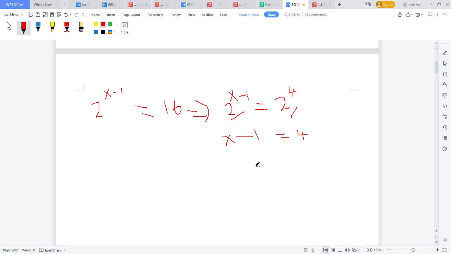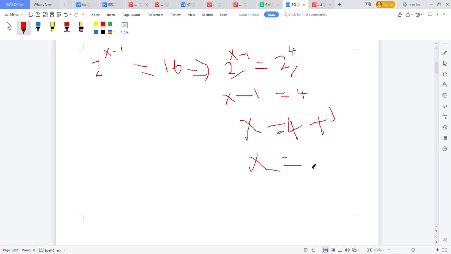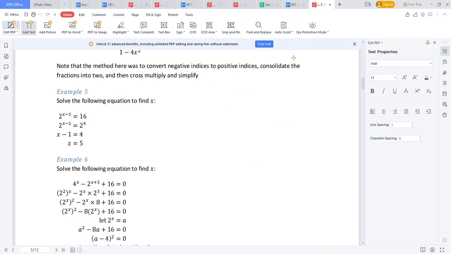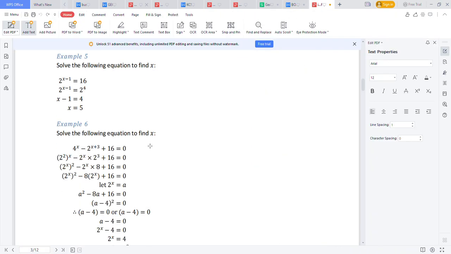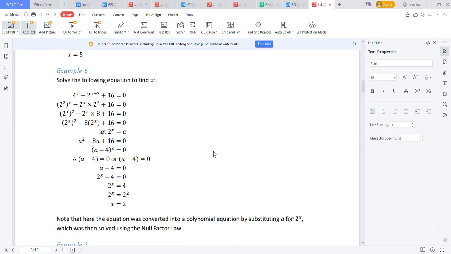Here I'm going to collect like terms. The negative 1 crosses the equal sign and becomes addition, so you have 4 plus 1. This gives you x is equal to 5. So that is it. You can see directly from what is happening. I have explained that.